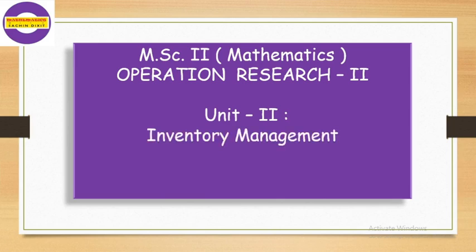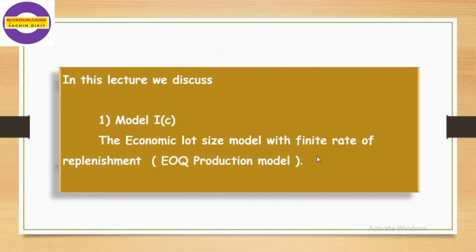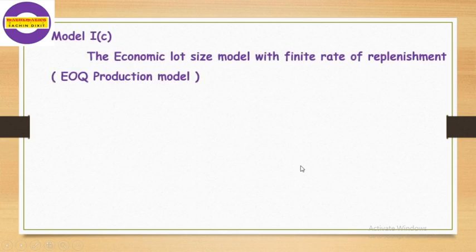This is a lecture series on inventory management, and this is the fifth lecture on inventory management. In this lecture we discuss model 1C, the economic lot size model with finite rate of replenishment, the EOQ production model, and some examples on it. Model 1C: economic lot size model with finite rate of replenishment, EOQ production model.